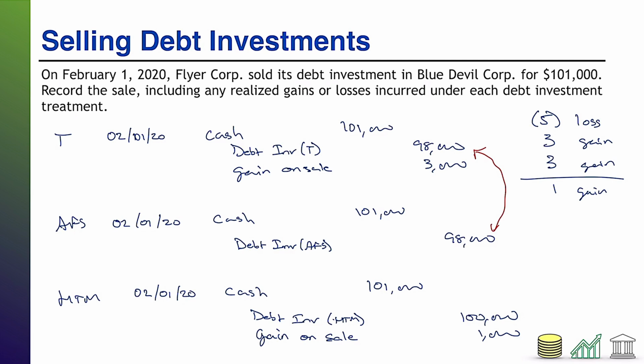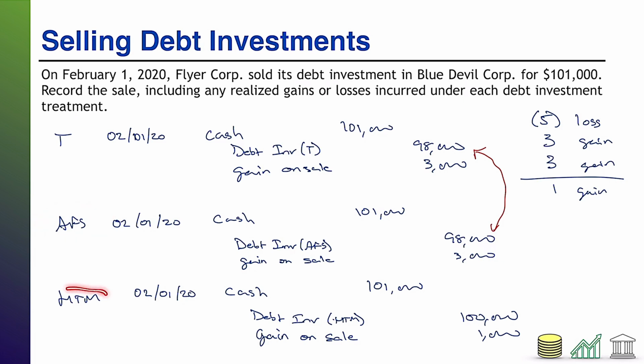The most common mistake I see at this point when I grade student exams is they put this together: cash 101, debt investment 98, and then they go gain on sale 3,000. And that is absolutely not right. And the reason for it is this. Under the AFS, you have not run a single gain or loss through the income statement the entire time.